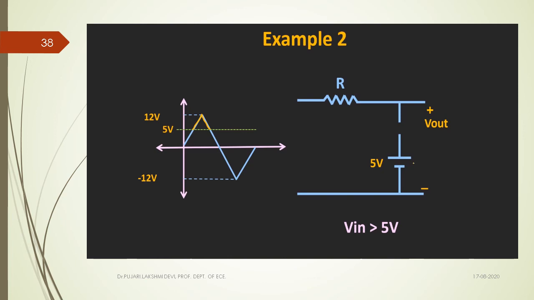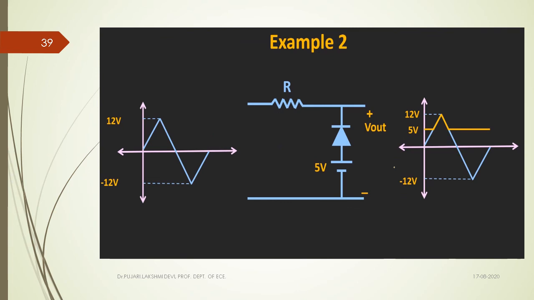Then whenever the input crosses this 5 volts in its falling end, the anode voltage becomes greater than the cathode voltage, and at that time the diode becomes forward biased again. If it is forward biased, the output voltage again maintains 5 volts. See here how we have the output waveform. This is the initial condition, until the input voltage crosses 5 volts. After crossing it, the output voltage follows the input. That's why you have this type of peak, the same as a triangular waveform.